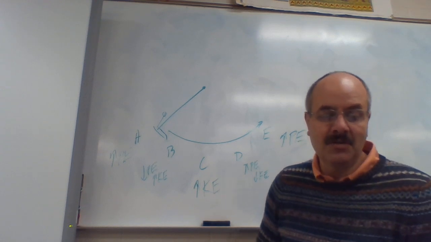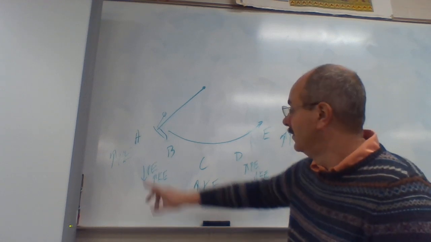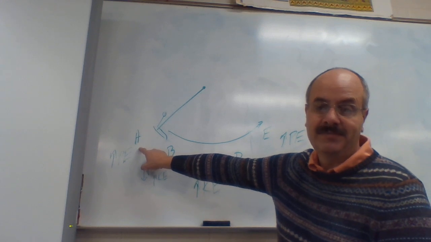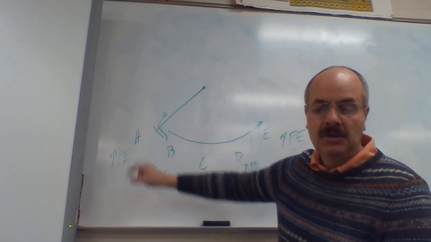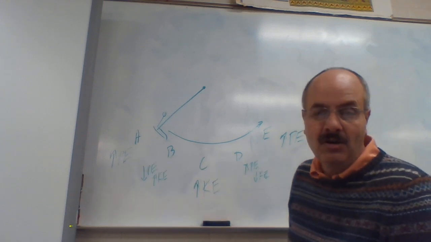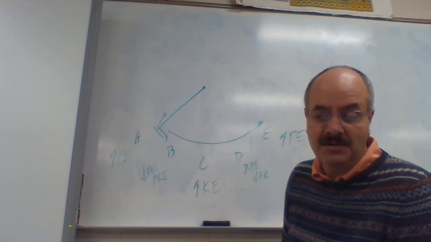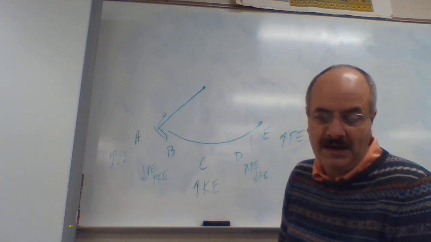It says high potential energy, low kinetic energy when at the top of the swing. So you've got lots of potential energy, very low kinetic energy when you're up here at the top. Then when you're down here at the bottom, it's got low potential energy and high kinetic energy. That's when you're moving the fastest.